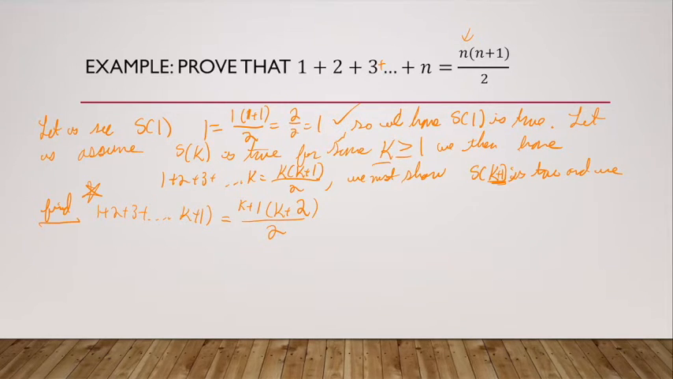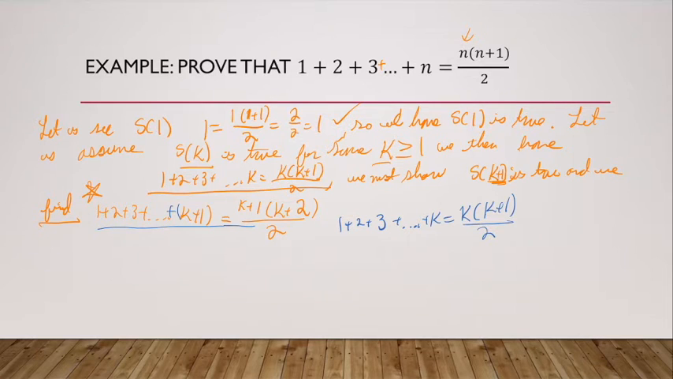So the first thing I know, I have S of k is true for some k. That's the one thing I've said is true. So I've got 1 plus 2 plus 3 plus ... plus k equals k times k plus 1 over 2. Well, I need to get this in blue to look like this in orange. So I have to add k plus 1 to both sides. So I get 1 plus 2 plus 3 plus ... plus k plus 1 equals k times k plus 1 over 2 plus k plus 1.